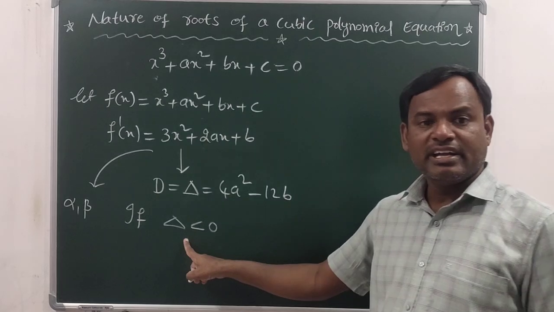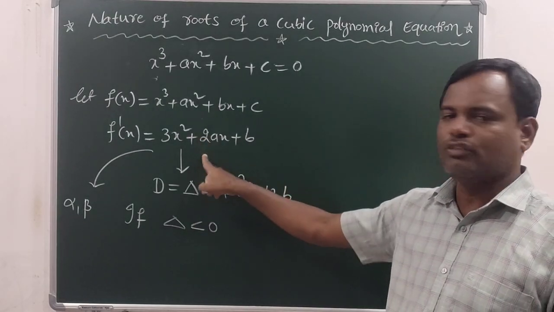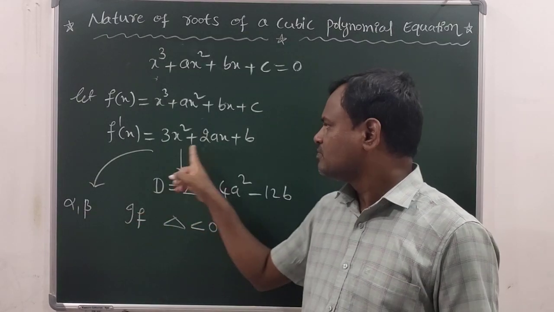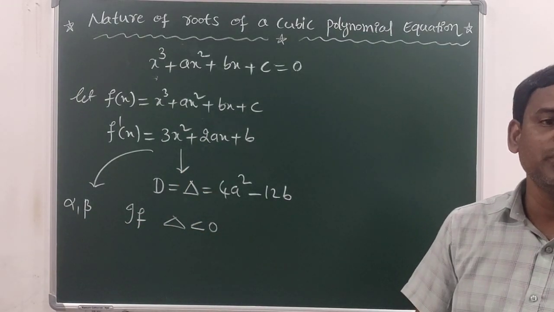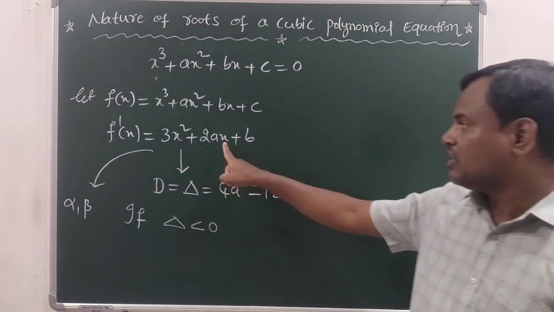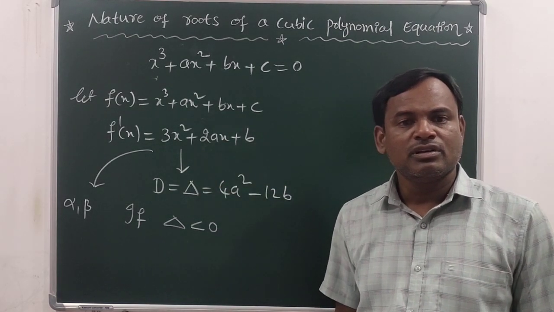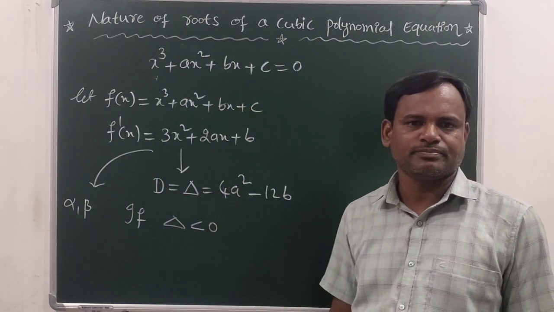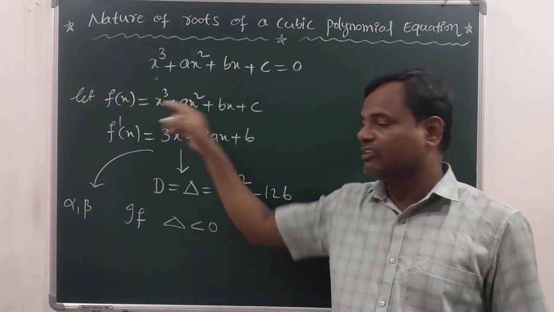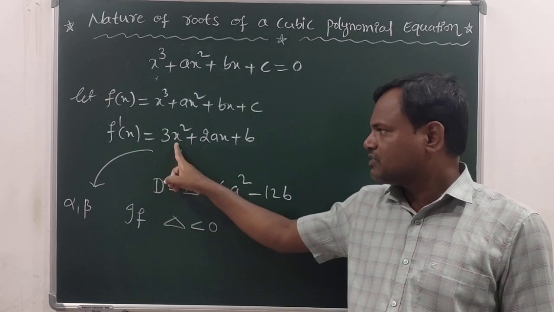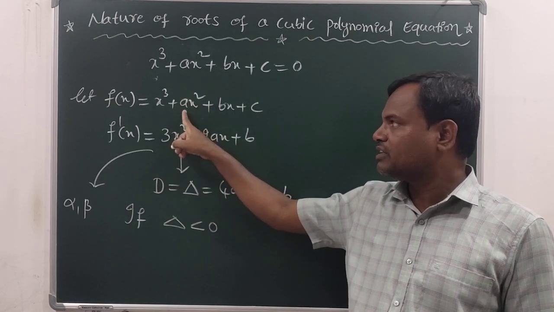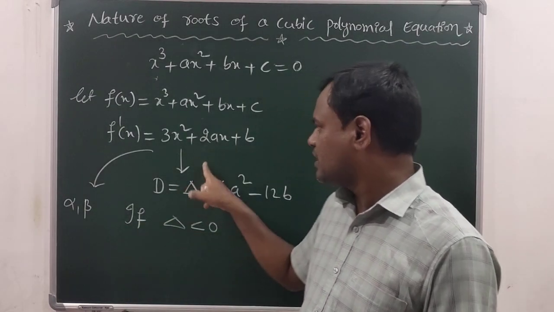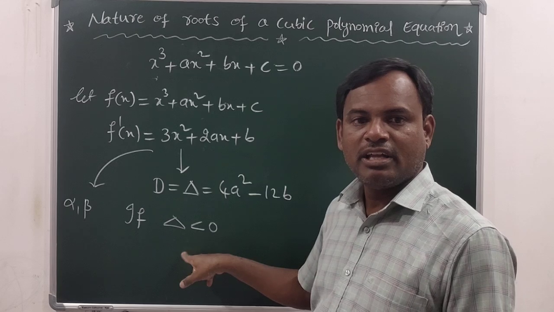What is delta? The discriminant value of the first derivative of the cubic polynomial. I got 2 roots alpha and beta which are complex roots. Actually, what is meant by first derivative? The slope of the tangent which is drawn to the graph of the given function. It is a polynomial function, and this first derivative represents the slope of the tangent drawn to this curve. And what are alpha and beta in this case? In this case, imaginary roots.